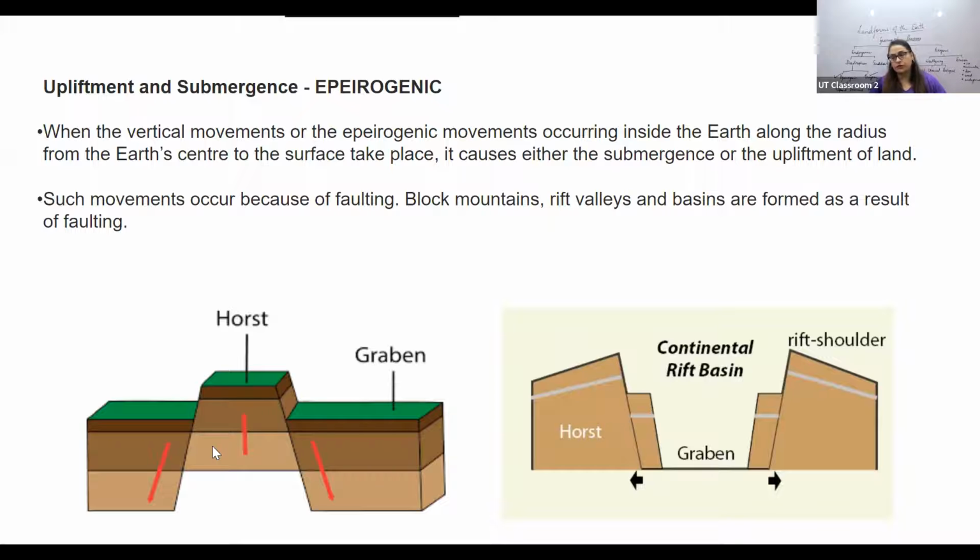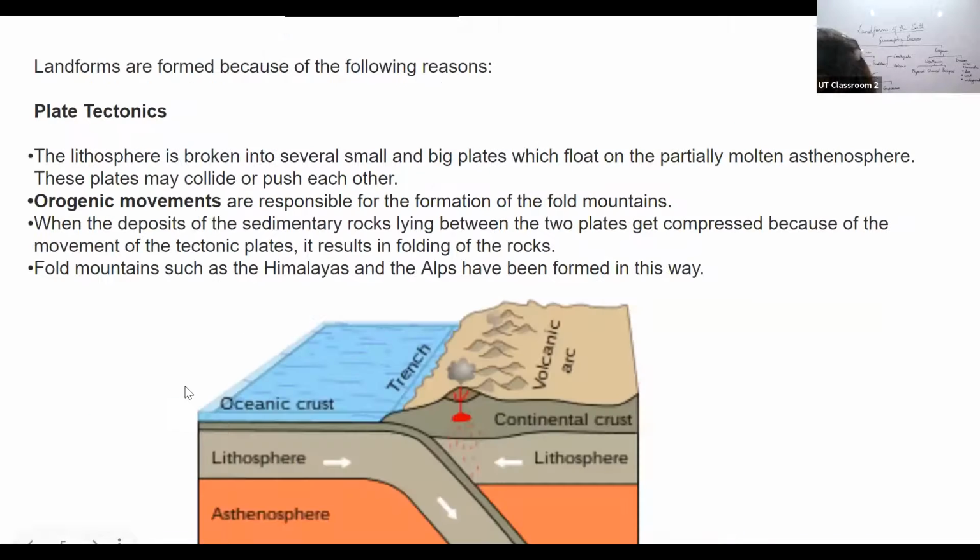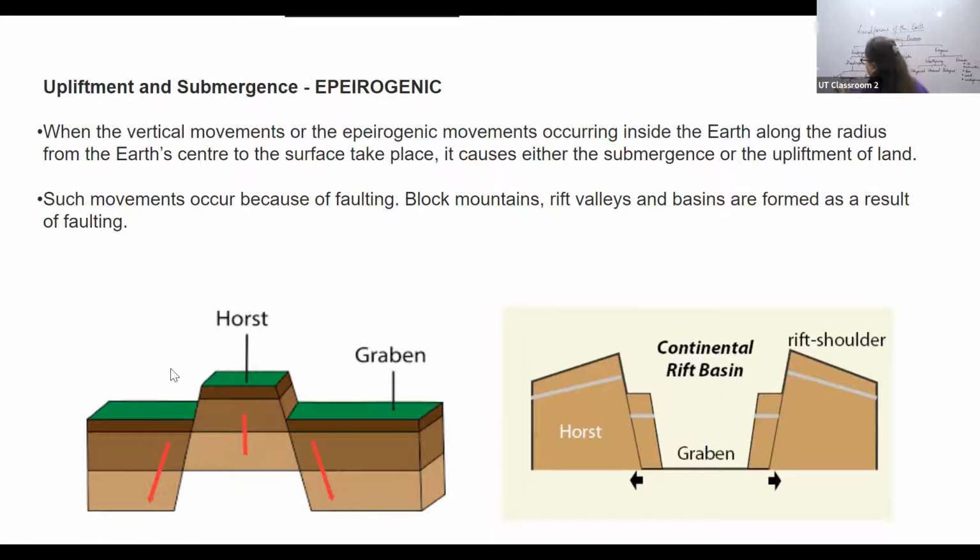So what are epeirogenic movements? Upward and downward movement, which causes upliftment and submergence, which leads to the formation of block mountains, rift valleys, and basins. So we are done with this now, epeirogenic. Now write down orogenic.